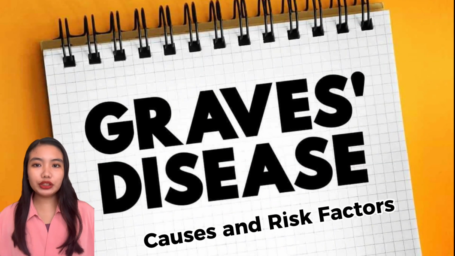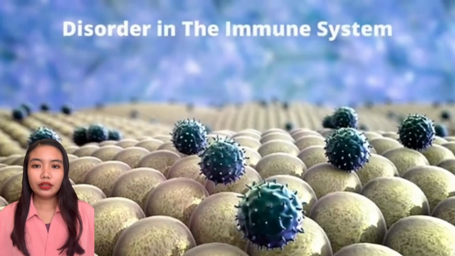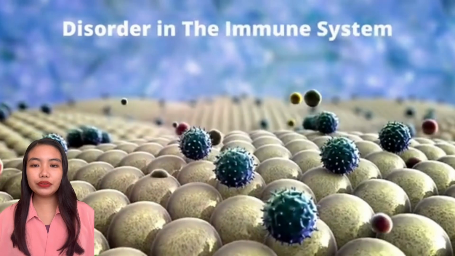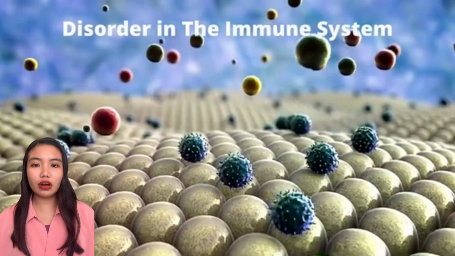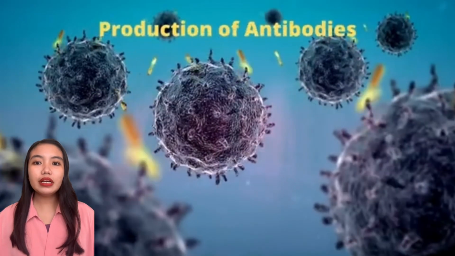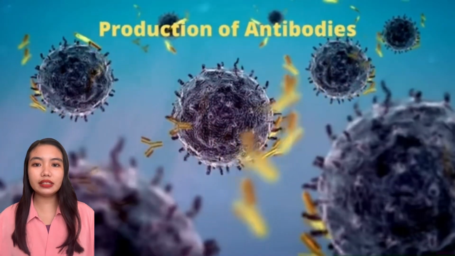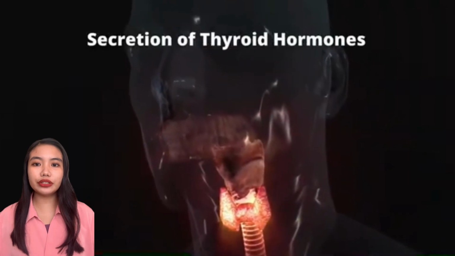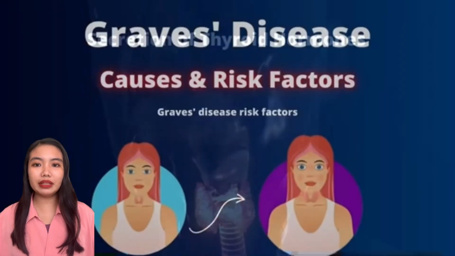Causes and risk factors for Graves' disease. Number 1. There is no clear reason for the occurrence of Graves' disease, but it is generally caused by a disorder in the immune system that causes the production of antibodies that act as the thyroid regulating hormone, which causes the secretion of thyroid hormones to exceed the normal limit.